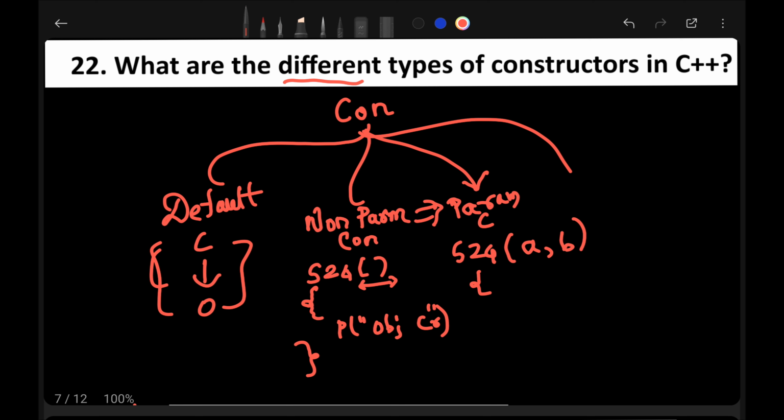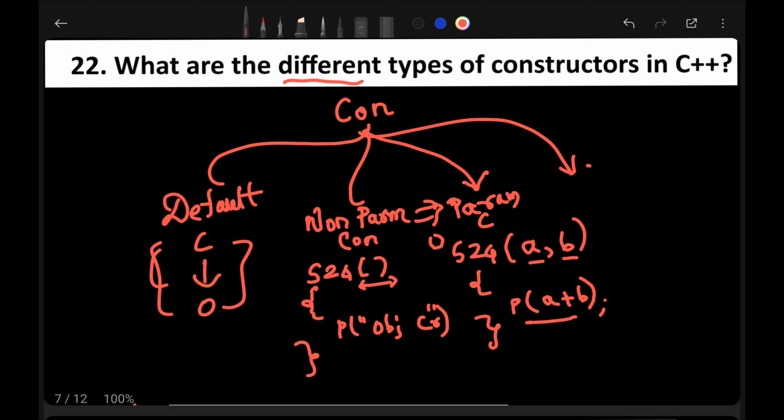Suppose it accepts a and b as an argument. I can just say print a plus b. It would even perform logical operations similar to a function, but it does not have a return type. That is a constructor. If it accepts parameters, it is called a parameterized constructor.